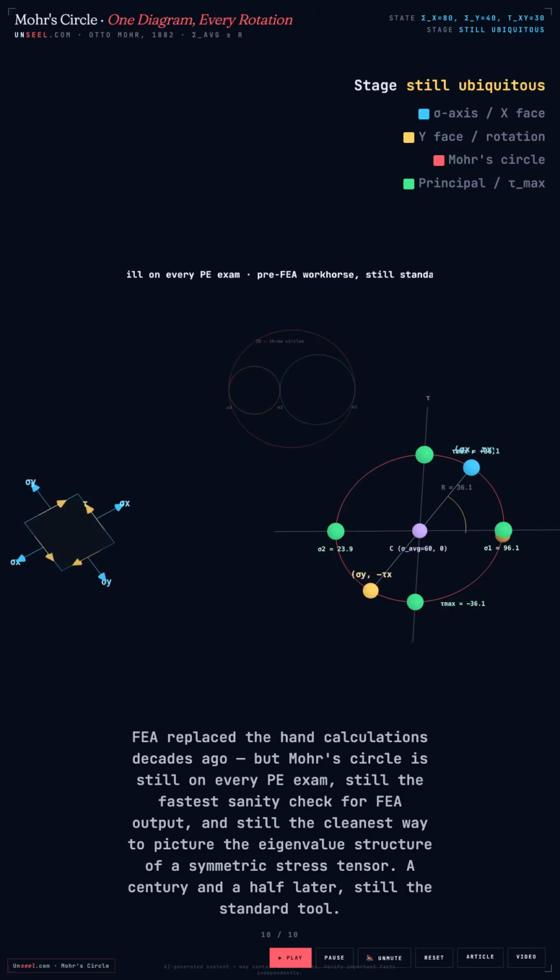FEA replaced the hand calculations decades ago, but Mohr's circle is still on every PE exam, still the fastest sanity check for FEA output, and still the cleanest way to picture the eigenvalue structure of a symmetric stress tensor. A century and a half later, still the standard tool.